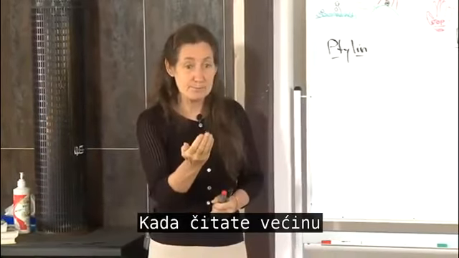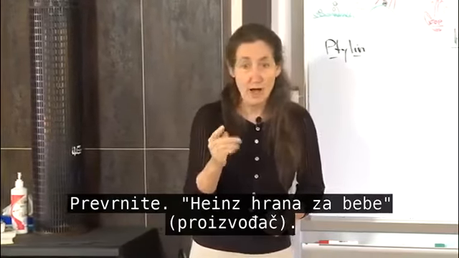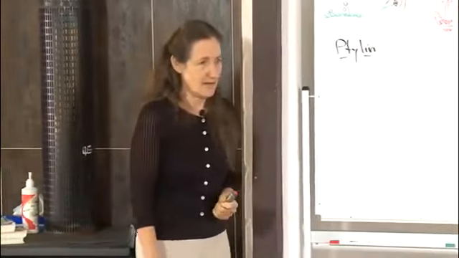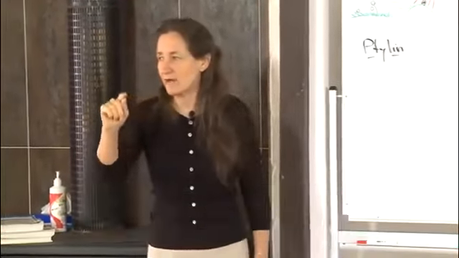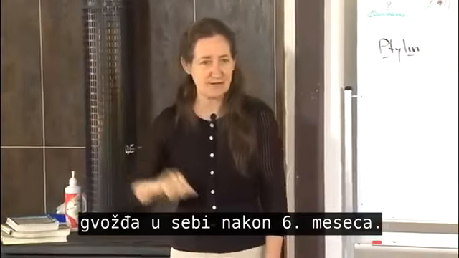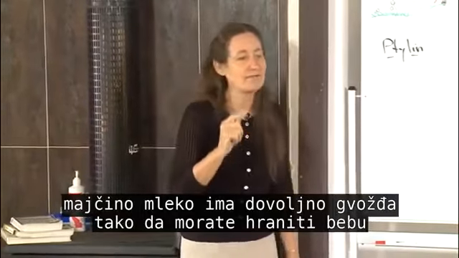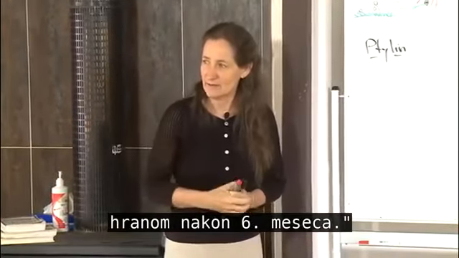Now you read most baby feeding brochures. Who wrote them? Turn it over. Heinz Baby Food. What are they going to tell you? And then there was a message came out, breast milk doesn't have enough iron in it after 6 months of age. Only the first 6 months does breast milk have enough iron in it. So you've got to feed the baby food after 6 months of age.